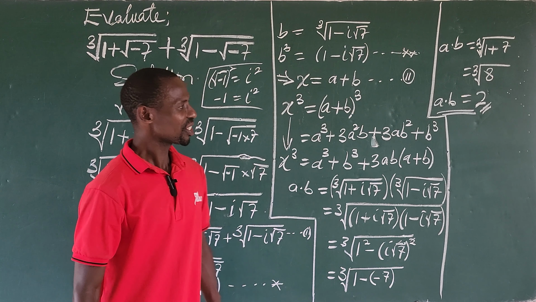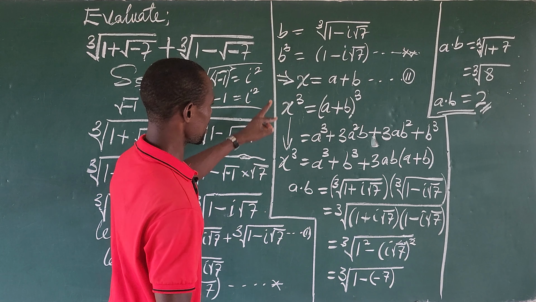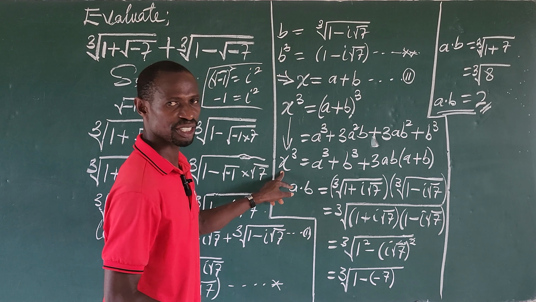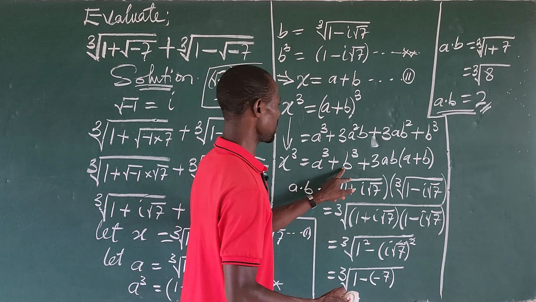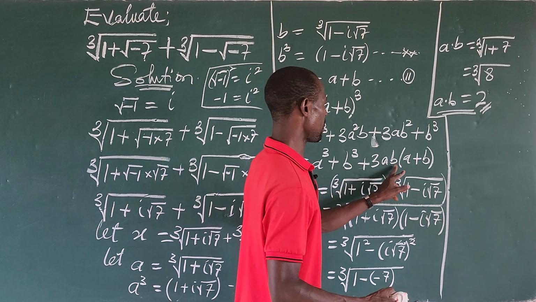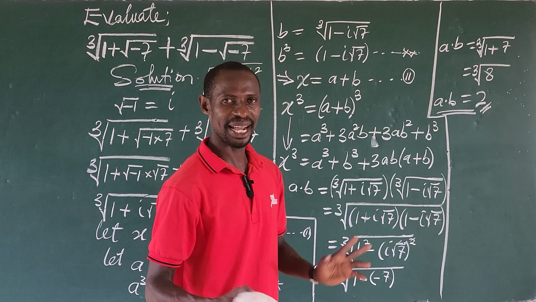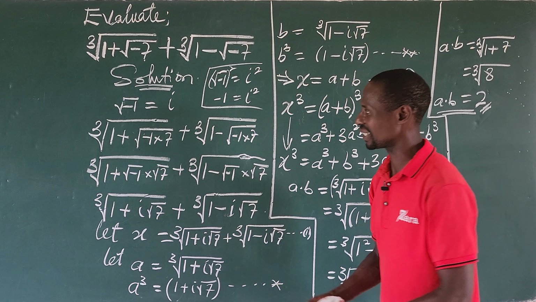So we can come to our equation. Let's come to our expression, which is this very expression we have here now. x to the power of 3 equals a to the power of 3 plus b to the power of 3 plus 3ab bracket a plus b, right? Good. So let's erase this and continue.